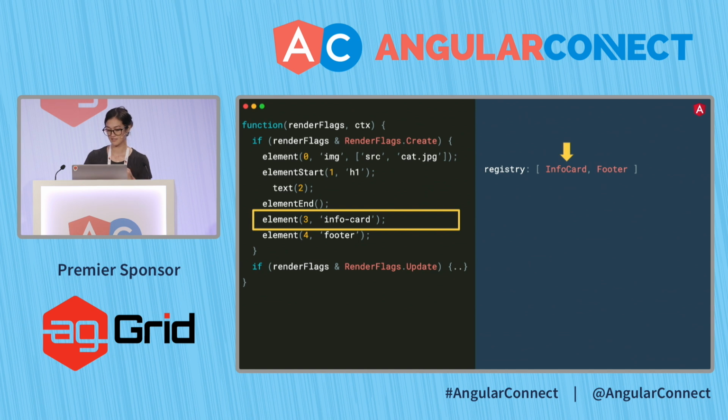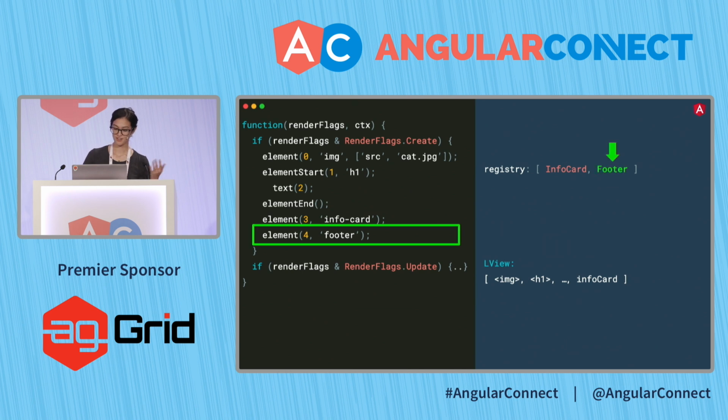So as soon as we create the info card instance, we're going to want to save it in that same LView array. And like I mentioned earlier, we need to keep track of directive instances so that we can set inputs on them later, and also so that we can call lifecycle hooks with the correct context. There's a lot of things we do with directives, so we have to keep track of them. Then, of course, since you can compose multiple directives on the same node, we'll also check the rest of the directives in the registry after that. So we'll also match the footer later and add it to the same array.